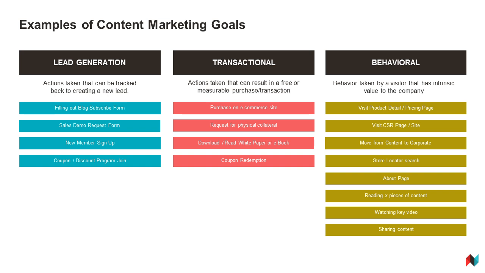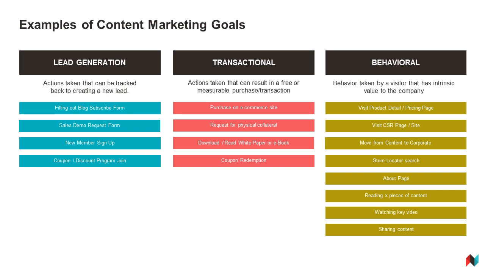So the first would be lead generation. This is one of the more tangible ones. This is any action that can be tracked back to creating a new lead within your database. So this is things from filling out a blog subscribe form. This is anyone who joins your newsletter database. This is some of the more hard ones like people filling out a sales demo request form. If you have a member area, this is people who become new signups. If you offer coupons or discounts, this is people who go through and redeem things through that area.